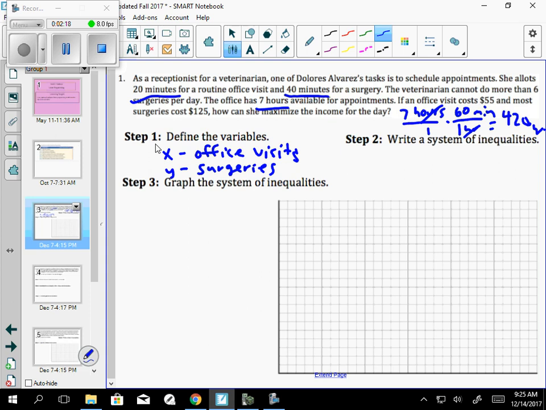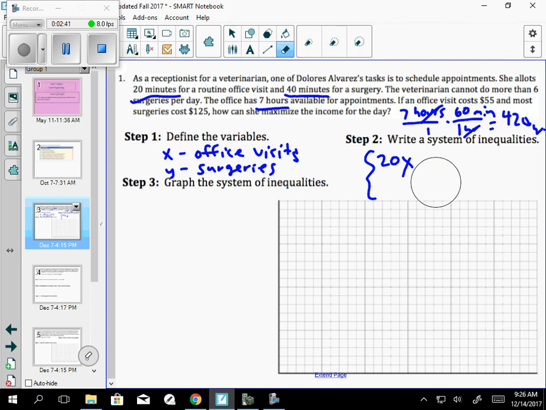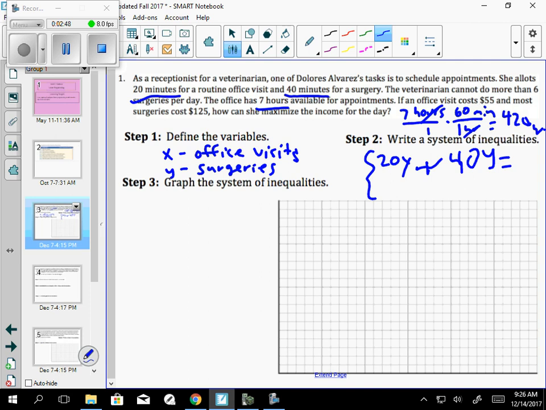Okay, so one inequality here that we're going to write down is she has 20 minutes for each office visit X, plus 40 minutes for Y, and that should be less than or equal to the time she has in the day. So less than or equal to the 420.